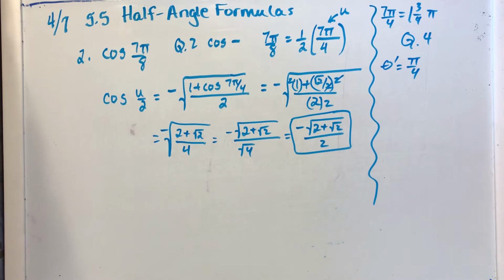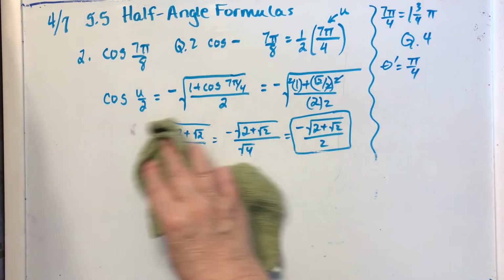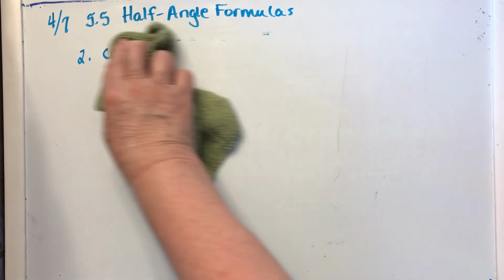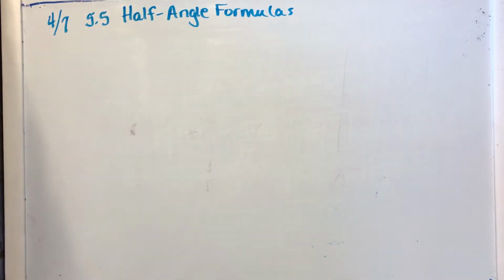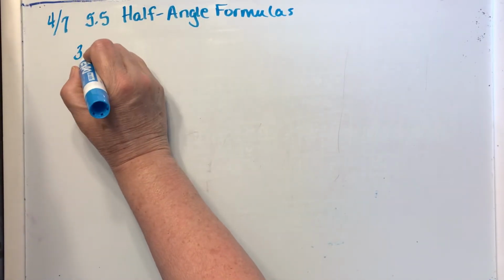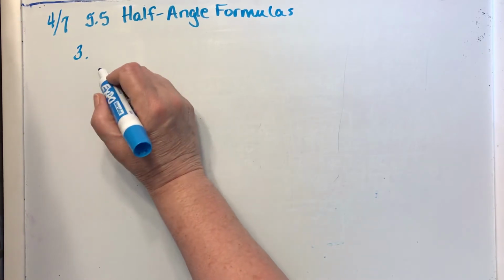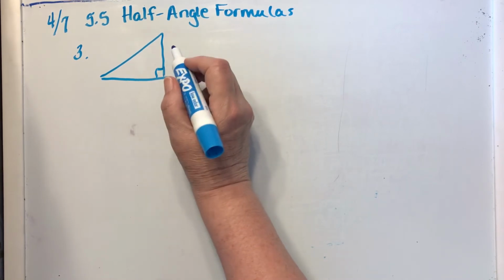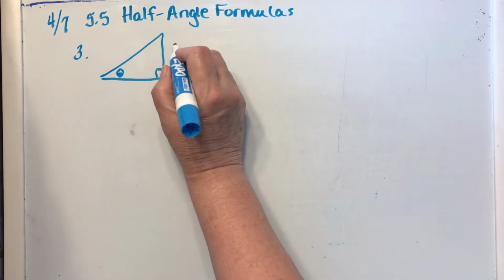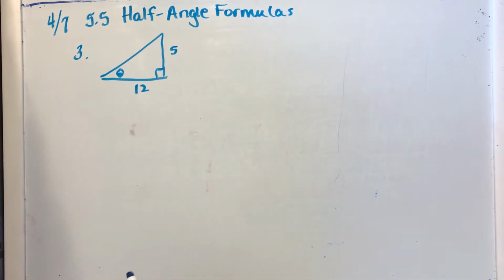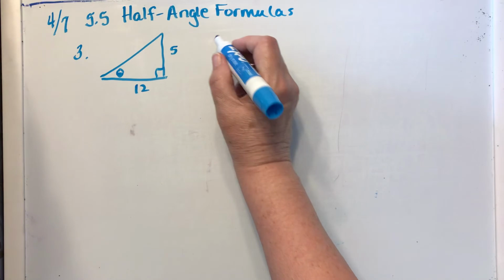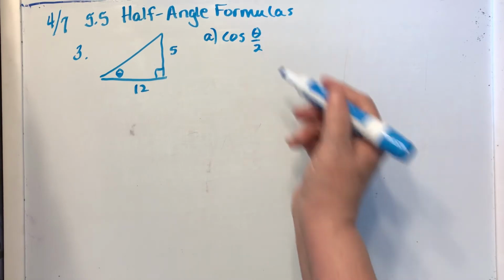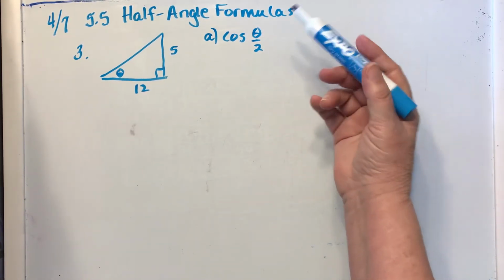All right, one more example. It's going to have multiple parts. All right, last example. Let's use the diagram to find some values. So let's be given this diagram. I'll say that this is my angle theta. And we're given these two sides, 5 and 12. So let's find the exact value of part A. Let's do the cosine of theta over 2. Well, to find the cosine of theta over 2, I need the cosine of theta.